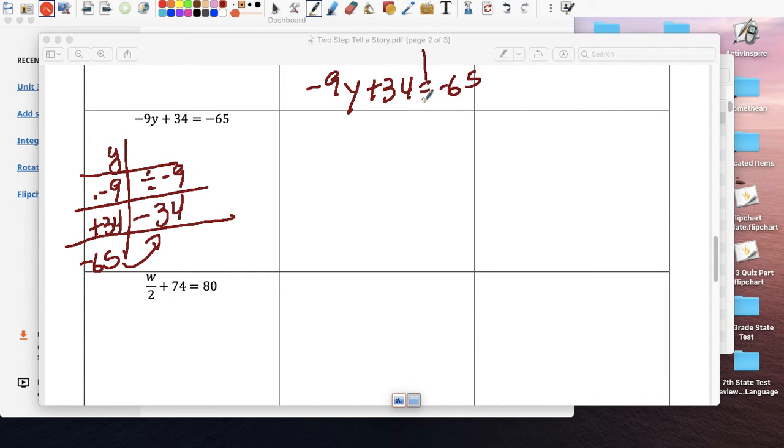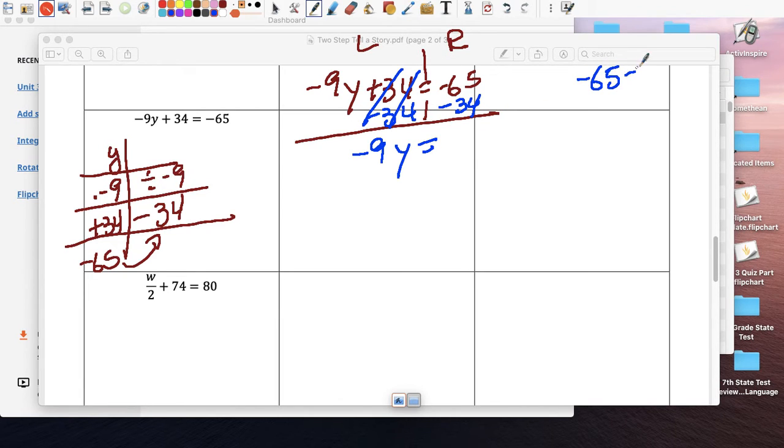So left side, right side. So we're going to do minus 34, minus 34. Positive 34 minus 34 is 0. So negative 9y comes down. And over here, negative 65 minus 34. So remember, negative 65 minus 34. If you put that in the calculator, you're going to get negative 99.